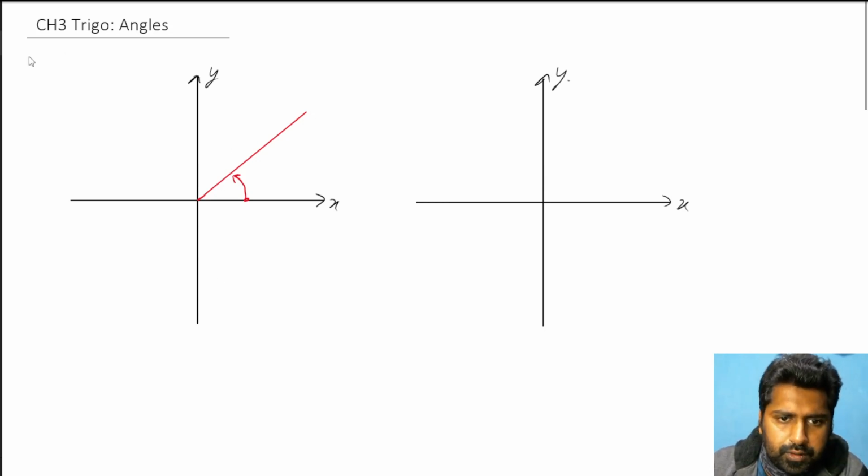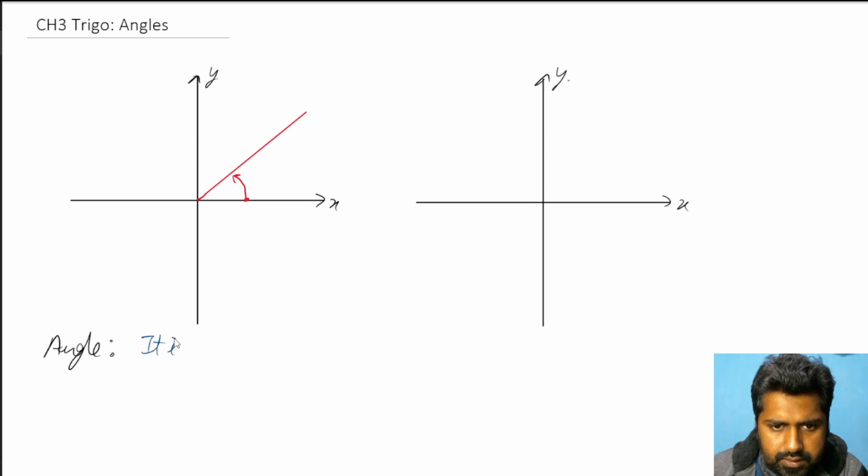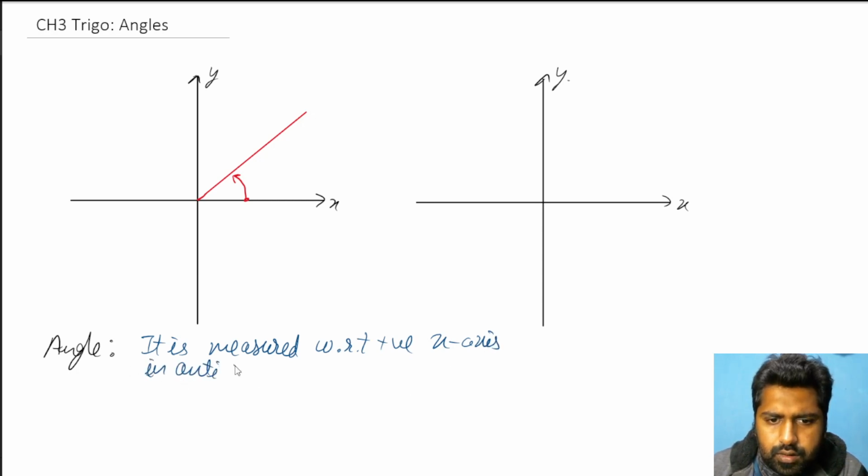So if I say angle, we need the basic definition that it is measured with respect to the positive x-axis in anti-clockwise direction. Okay, let's say this angle is 30 degree.